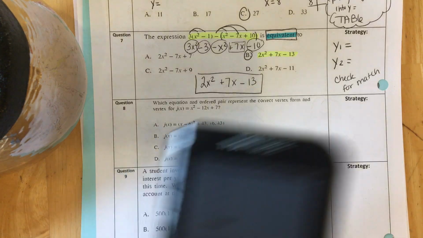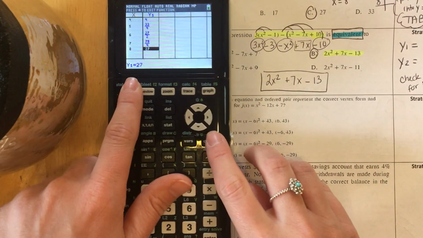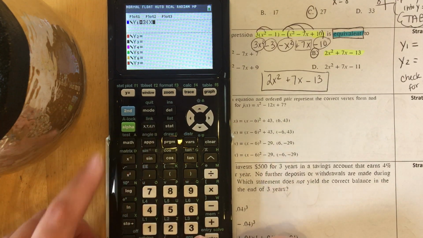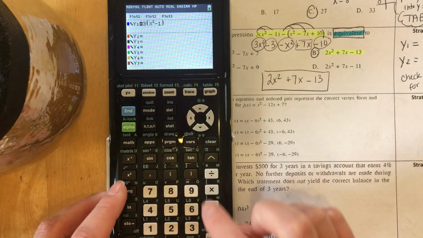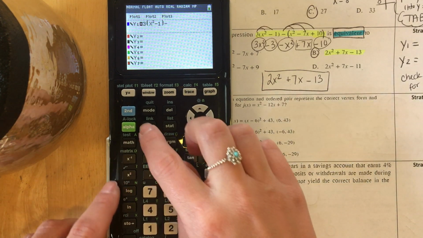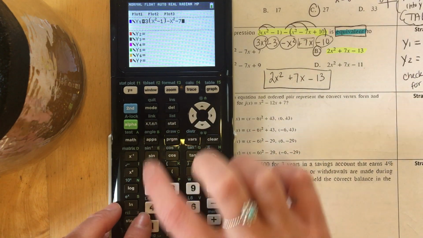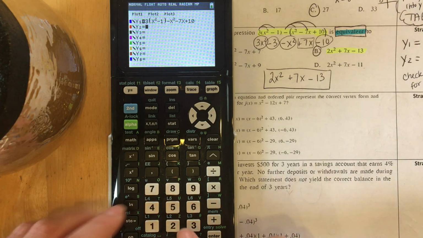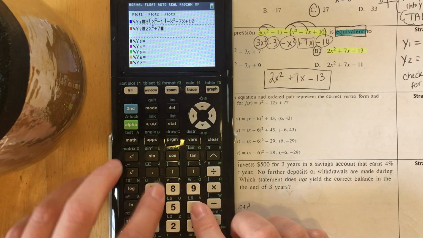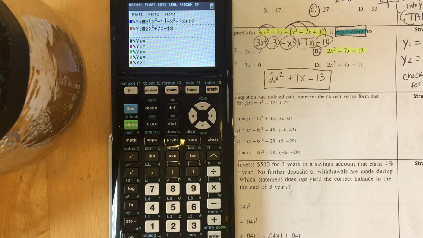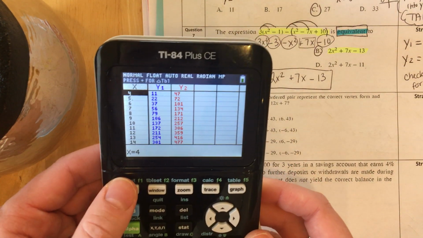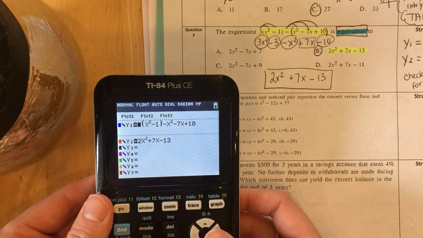So let me show you what I mean by that. In my y equals, in my y1 I'm plugging in the question. So the 3 parentheses, be really careful when you plug this in. You don't want to make a mistake. Then minus your x squared minus 7x plus 10. So that's in my y1, that whole thing. And then I'm going to plug this into my y2, my answer, to check if I'm right. Minus 13. To check if you're right, you go to the table, and your y values should all match, which they don't. What did I do wrong?